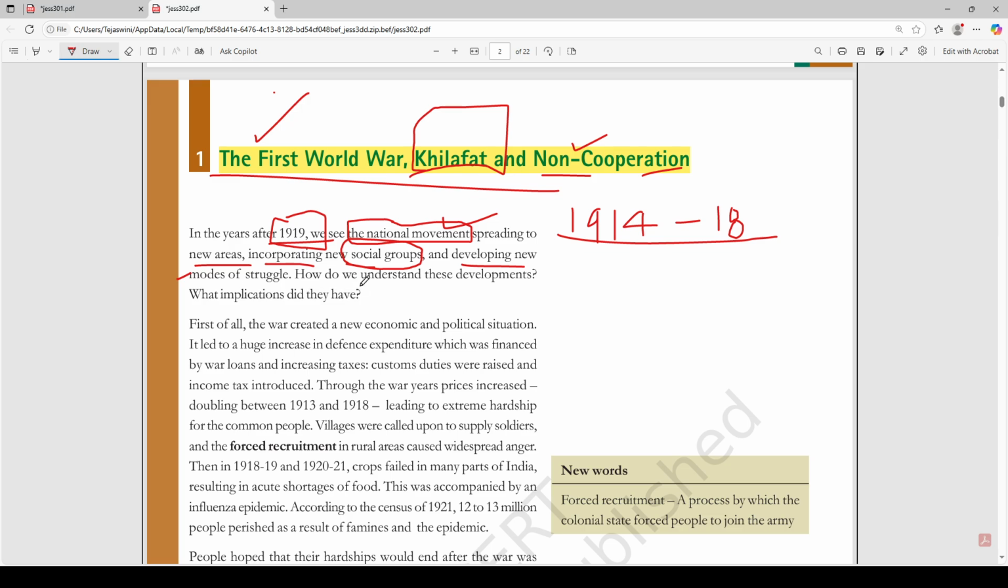So how do we understand this development? What implications did they have? Let us understand how the national movements developed and what implications they were engaged with.